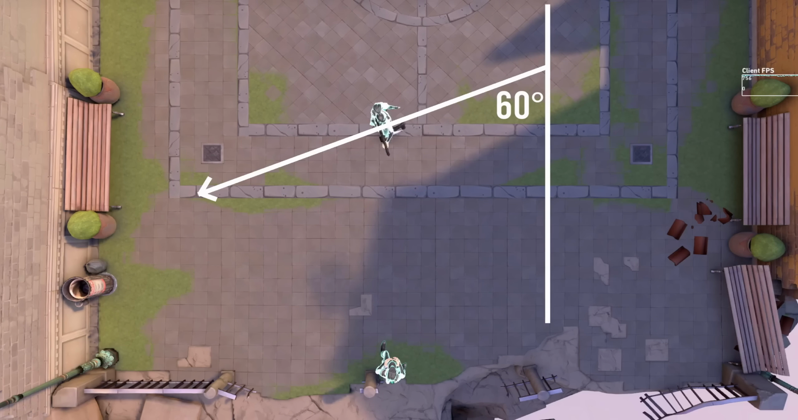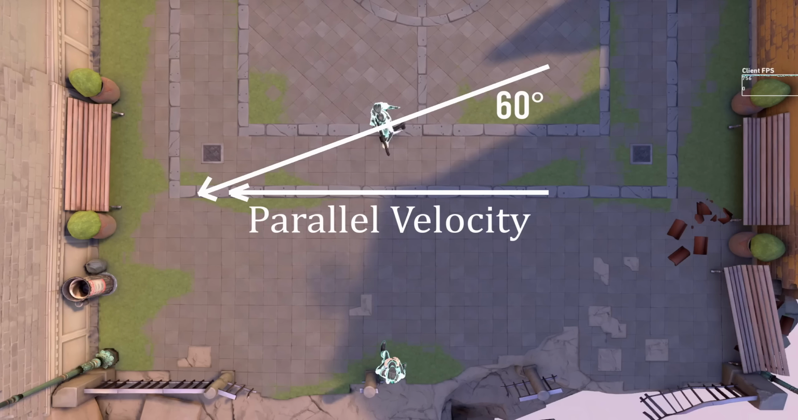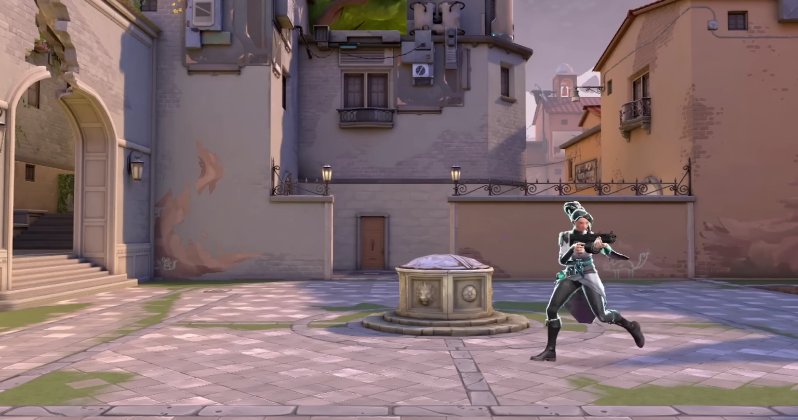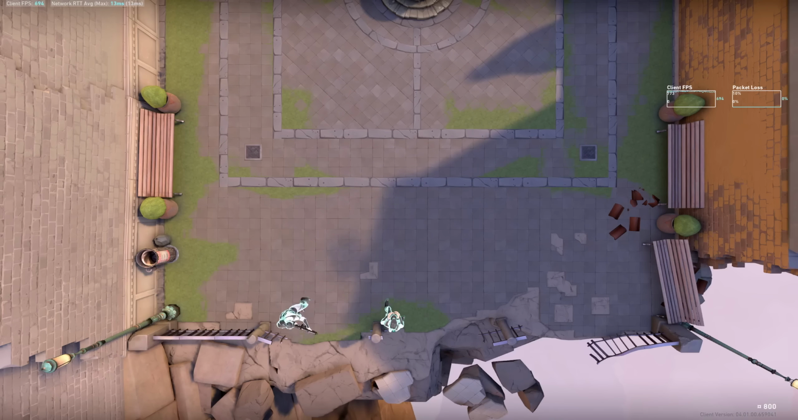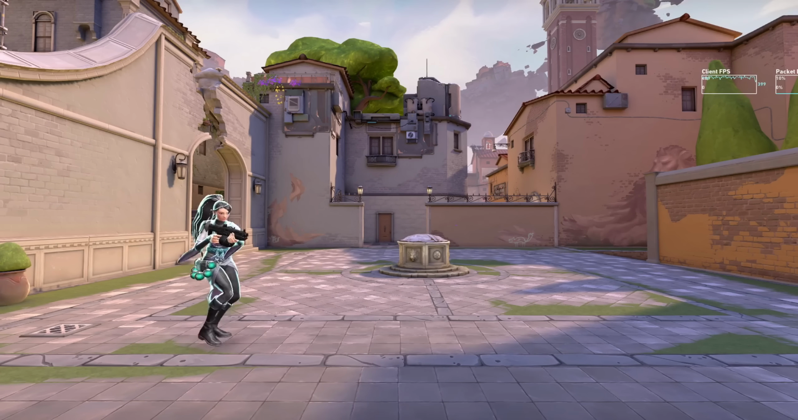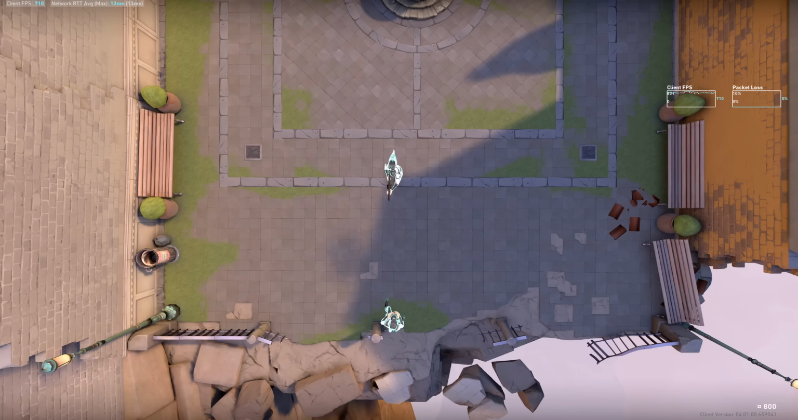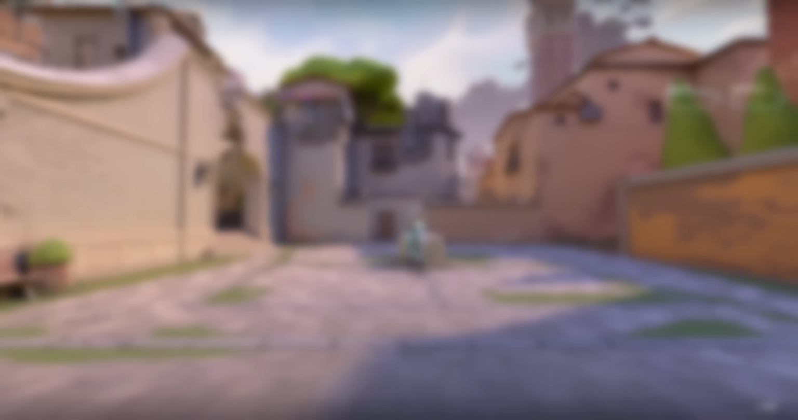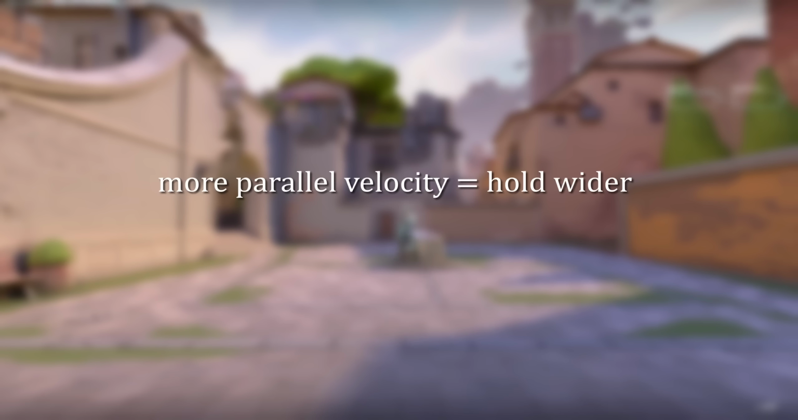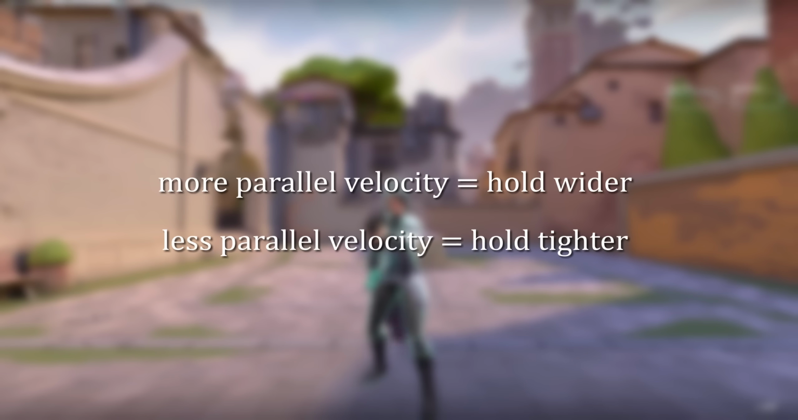With a 60-degree angle to the perpendicular, they have lost some parallel velocity and they now have some perpendicular velocity. Reducing this even further to a 30-degree angle to the perpendicular, there is much less parallel velocity. Notice how they are getting slower on your screen as this progresses. Now if they're moving straight towards you, there is no apparent movement from your perspective. What can we take away from this? If opponents are moving on your screen with a lot of parallel velocity, you need to hold wider. If there is less, you can hold tighter.